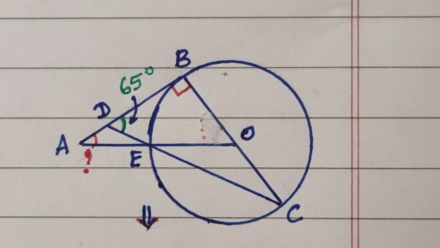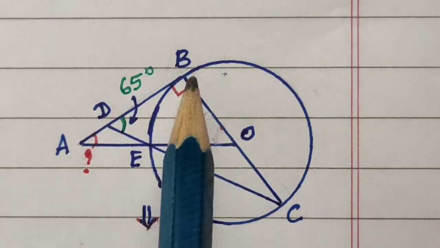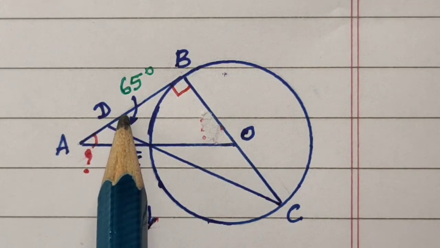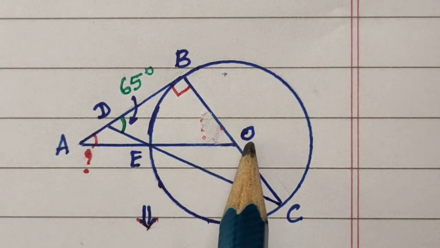These are very interesting problems. In the given figure, O is the center of the circle and AB is a tangent to it at a point B. Find angle BAO. We need to find out BAO. AB is a tangent and they have given this as 65 degrees. We need to find out this angle.